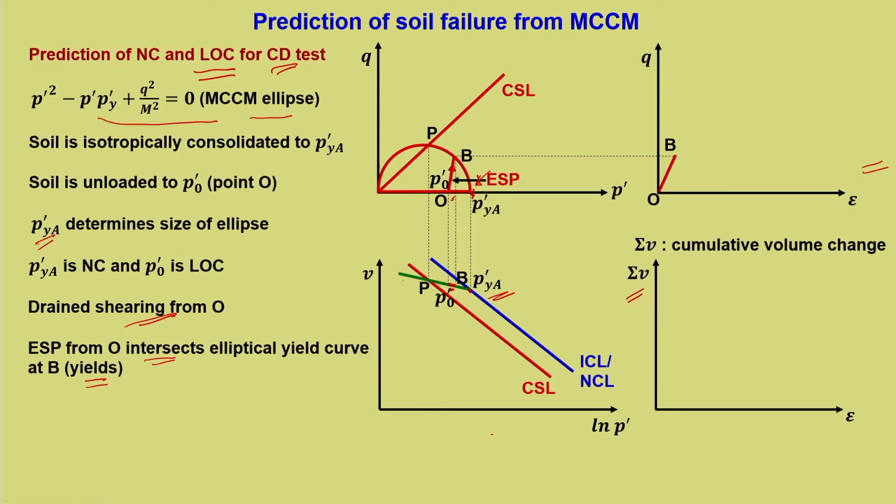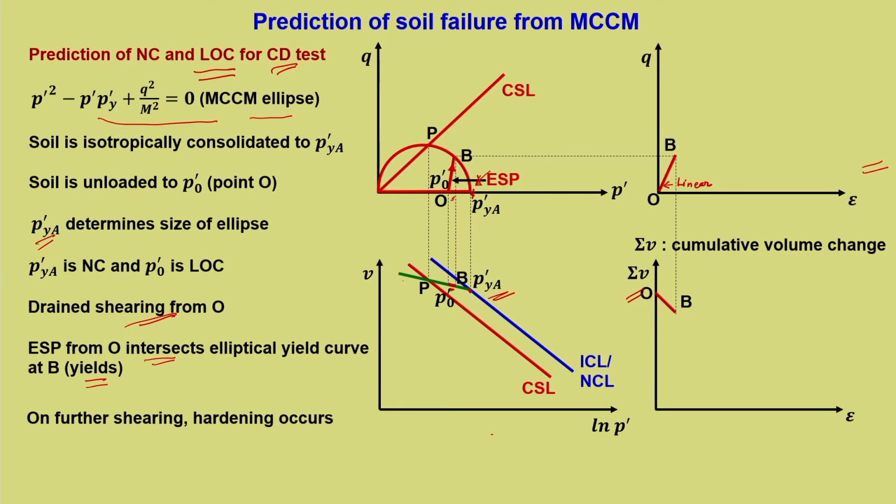So, OB, this is linear behavior. Same, the volume change also, it will not be much, because it is in the elastic range. Okay, so, the B point has been mapped in all the figures.